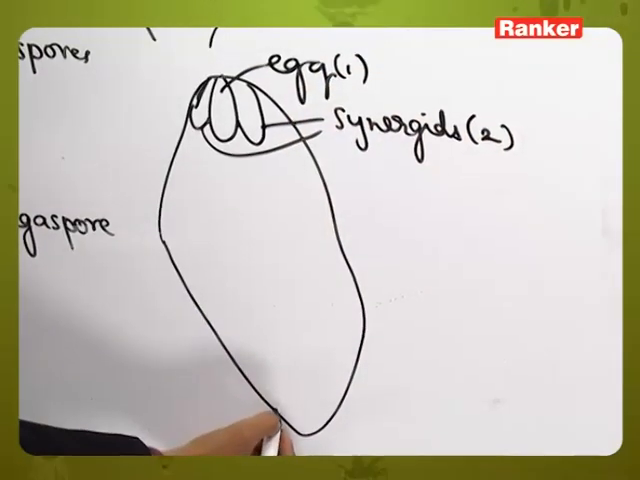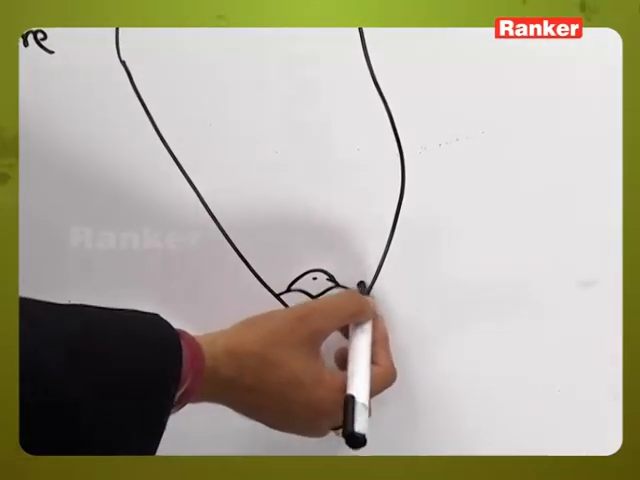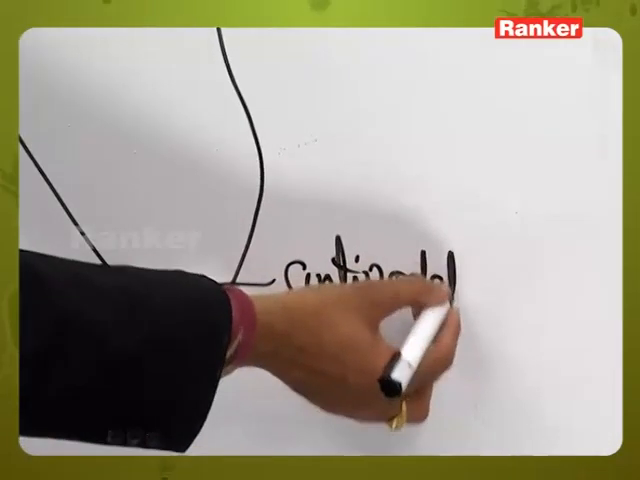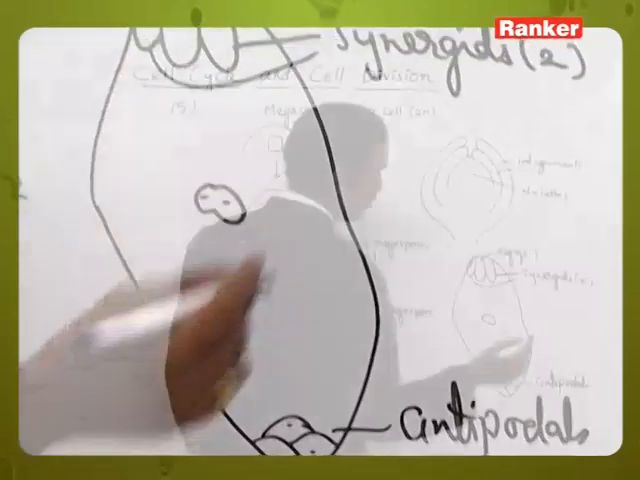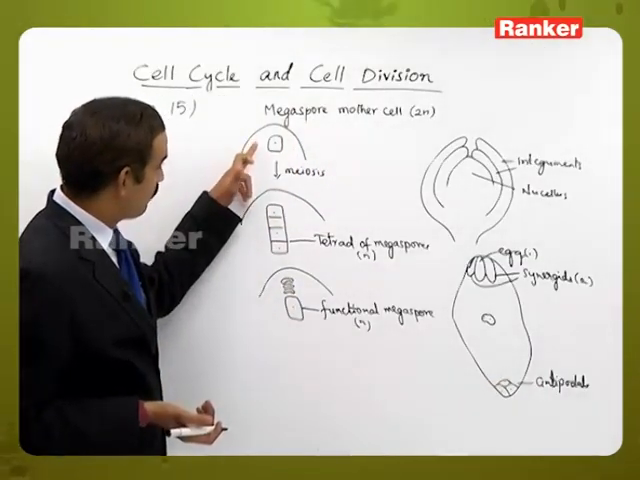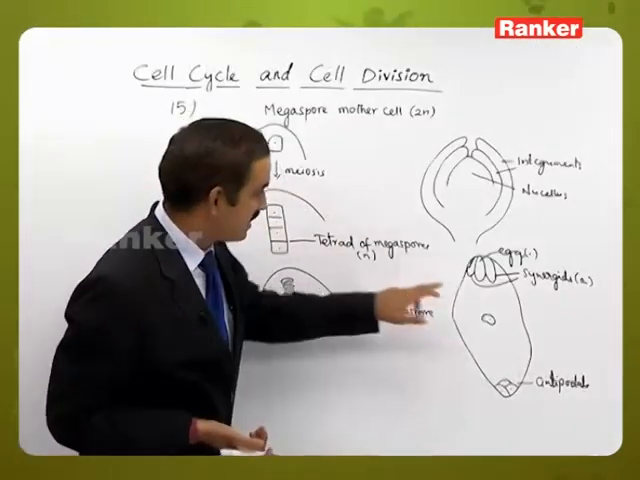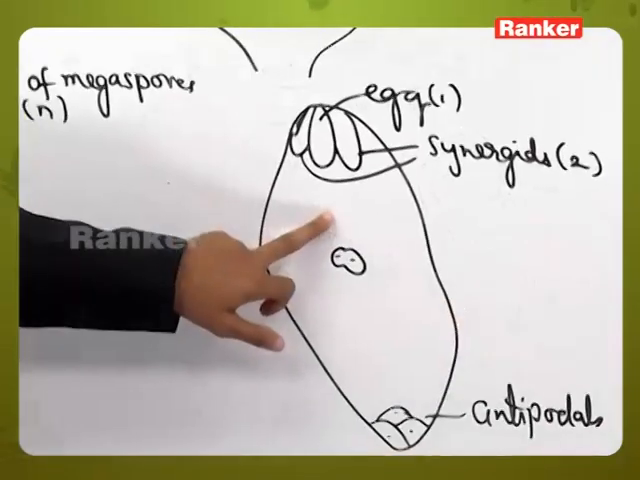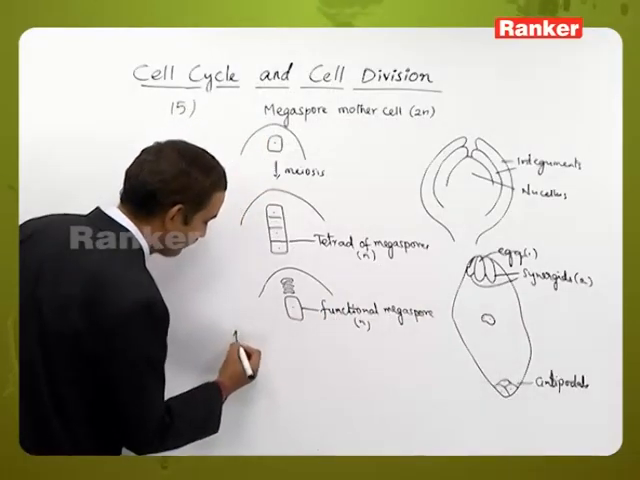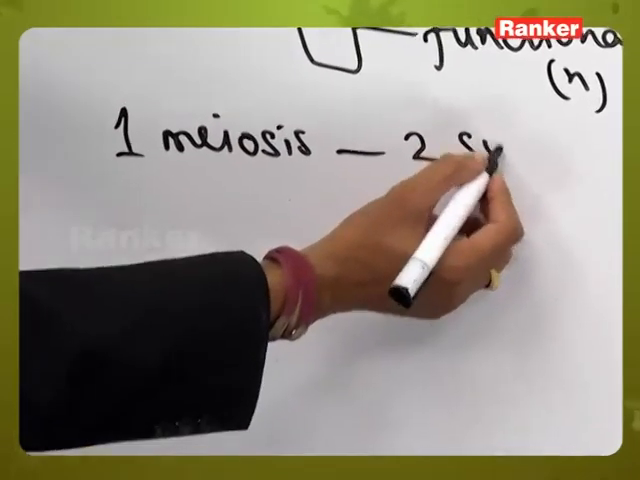Whereas on the antipodal side, we can see the formation of 3 similar cells called antipodals, and in the center 2 polar nuclei will be present. So when one megaspore mother cell undergoes one meiosis, it leads to the formation of 2 synergids. That is, one reduction division leads to the formation of 2 synergids.